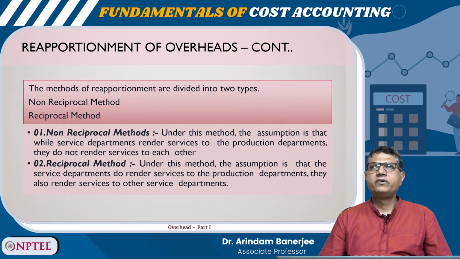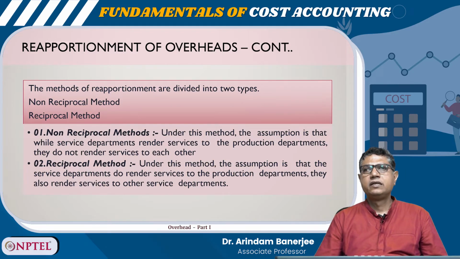The methods of reapportionment are divided into two types. One is the non-reciprocal method, second is the reciprocal method. Under the non-reciprocal method, the assumption is that while service departments render services to the production departments, they do not render services to each other. And under the reciprocal method, the assumption is that the service departments do render services to the production departments. They also render services to other service departments.